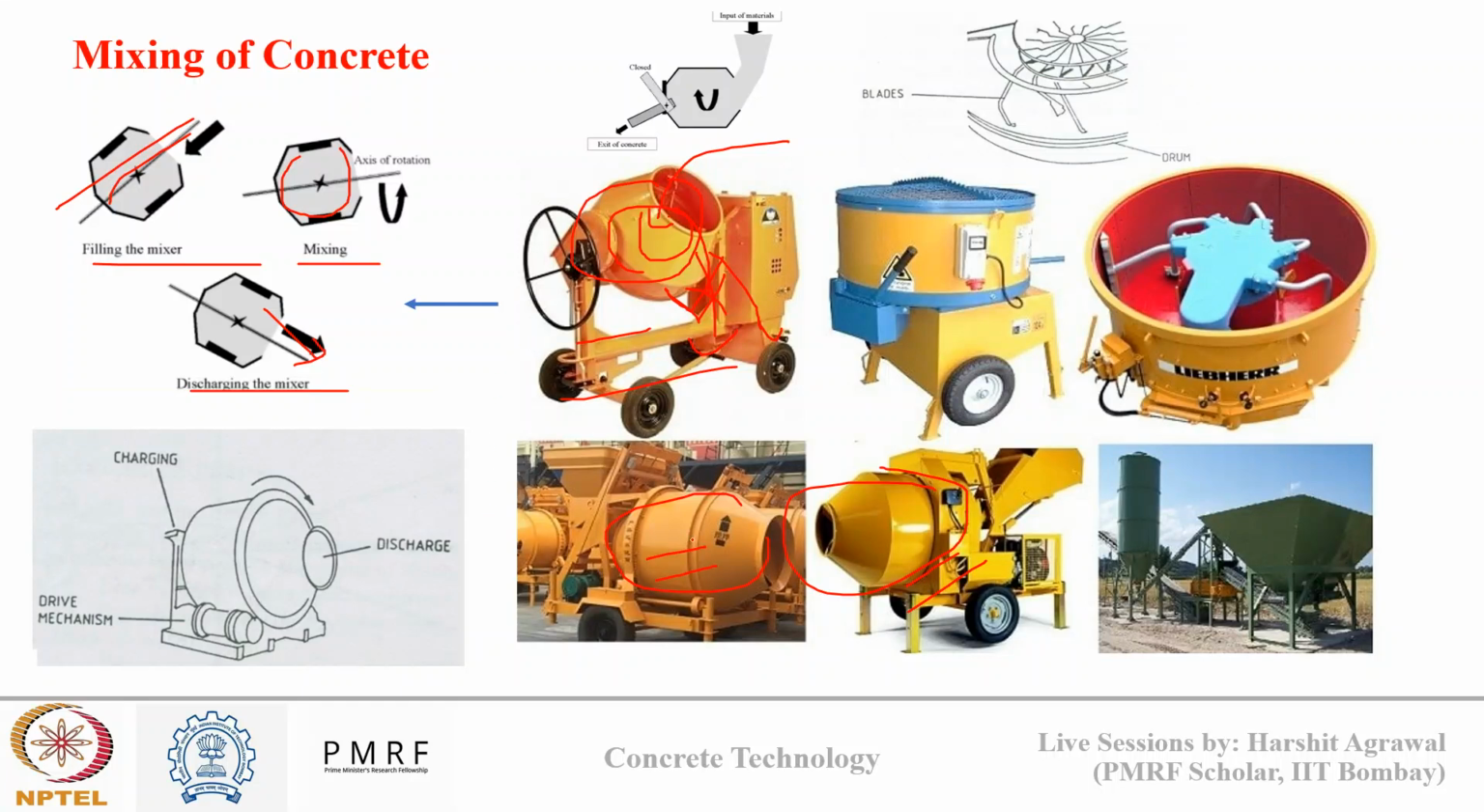Now the second one is the non-tilting type drum mixer. In this, the mixer is not allowed to tilt, and the drum rotates around its horizontal axis. For discharge, there is a blade arranged in an inclined position, which receives the concrete mix from the drum and discharges it out. There can be a blade, or there can be some mechanical drive to push the material out, anything we can use.